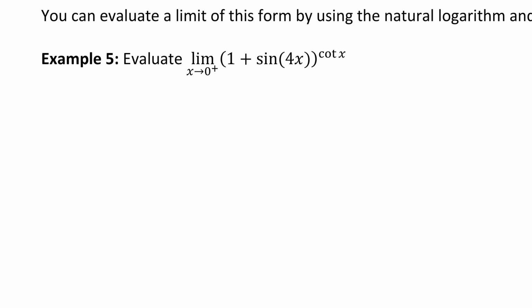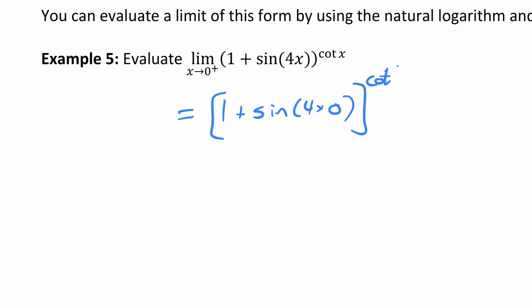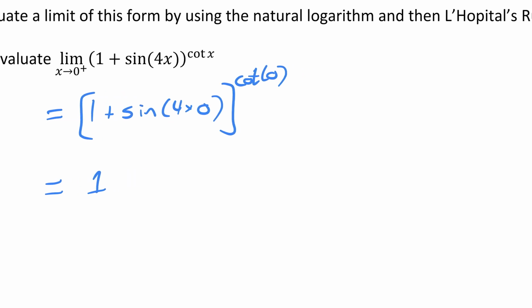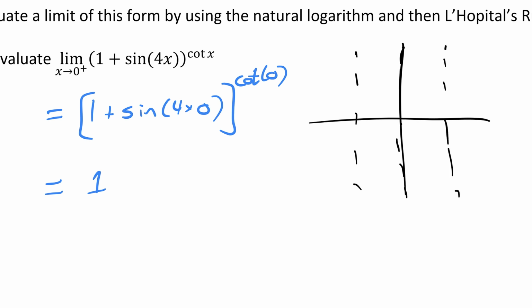So let me see what happens if we do direct substitution first. So if I sub in 0 for these x's, I get 1 plus sine of 4 times 0, all to the power of cotangent of 0. Well, sine of 0 is 0, so the base of the power is just 1. And cotangent of 0, as I approach 0 from the right, well, cotangent, we could pick a test value, or if we know what this function looks like, cotangent I know kind of looks like this.